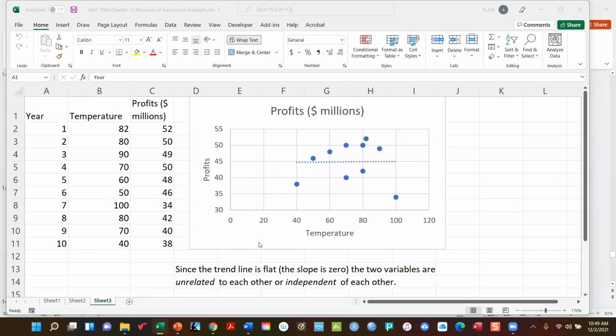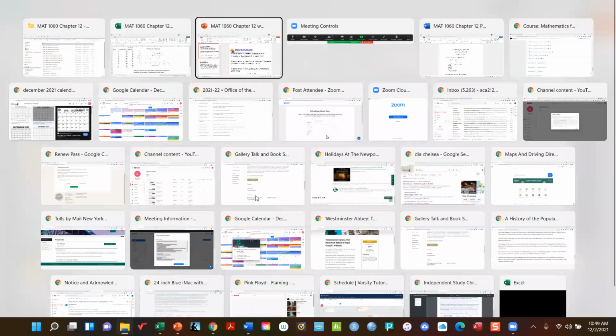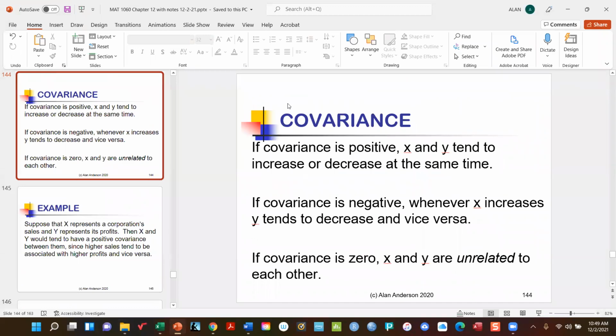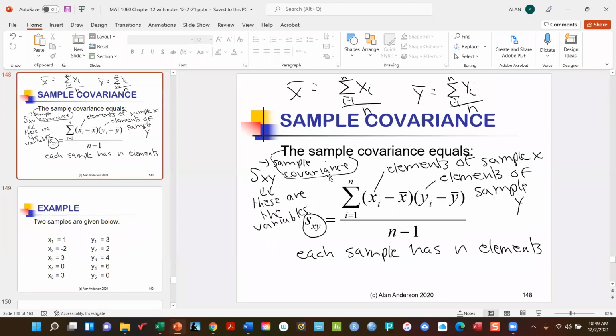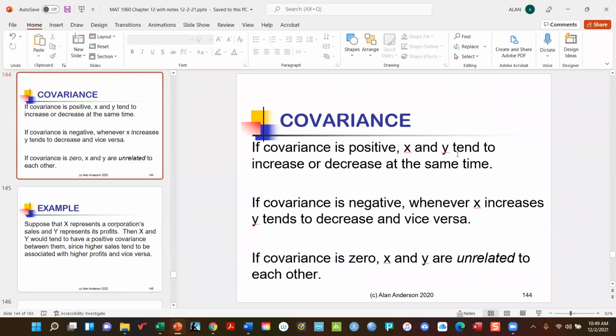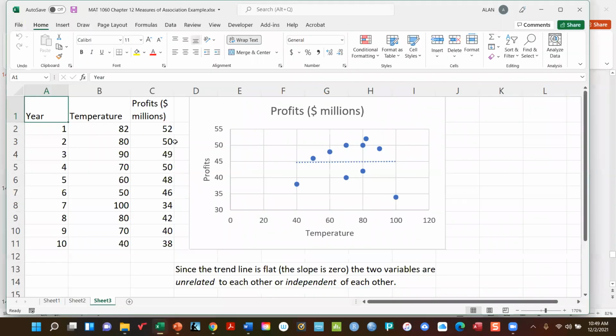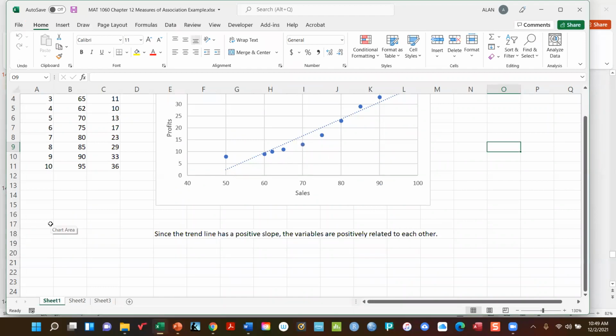Now, it doesn't have to be precisely 0. As long as it's close, that's good enough. To conclude, I mean that the variables are unrelated to each other. And then, did I miss one? Oh, it's way at the top. I overlooked it. When the covariance is positive, that would be this case. And it simply means that they're going in the same direction.